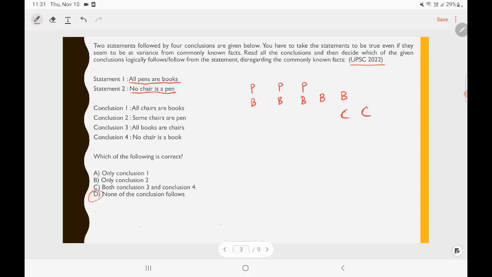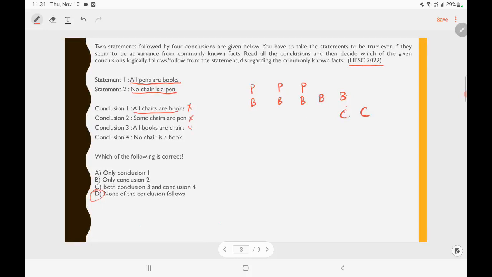Conclusion 1 says that all chairs are books. No, only this chair is a book. So this is wrong. Some chairs are pens? No chairs are pens. So this is wrong. All books are chairs? No, only this book is a chair. So this is also wrong. No chair is a book? No, because this chair is a book. So this is also wrong. So in this way also you can solve the syllogism question.